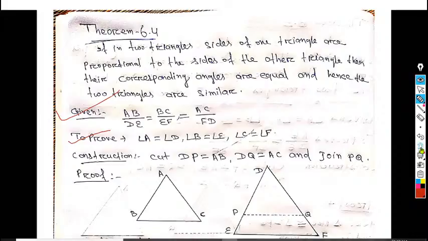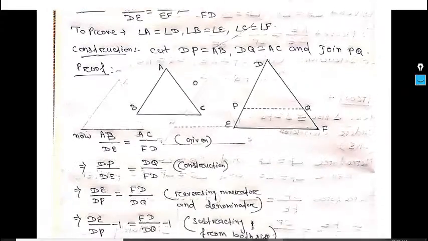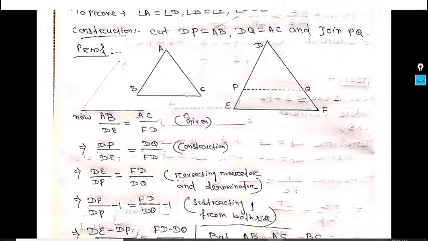Now here we have to construct one thing. We have to construct DP equal to AB. So cut DP equal to AB. Here you can see the length of DP must be equal to AB. We can do this. Then DQ equal to AC. We have to cut DQ, which must be equal to AC. And finally join PQ. We have to join PQ. Okay, after doing this much, we'll come to the proof section.